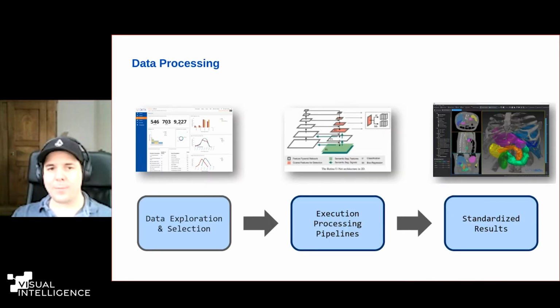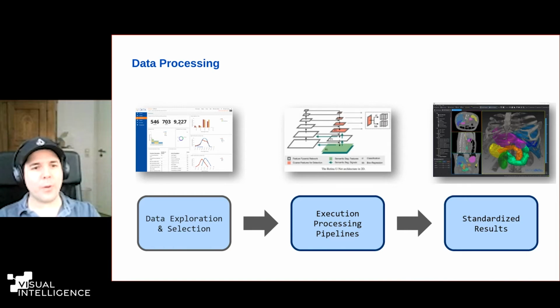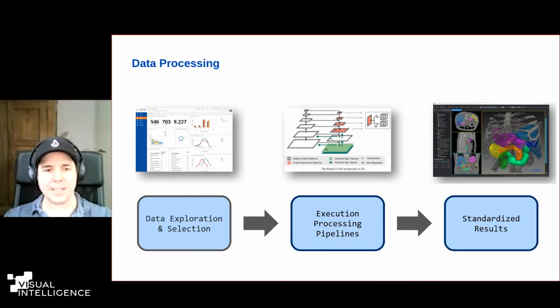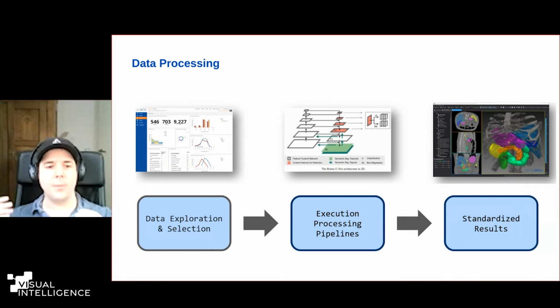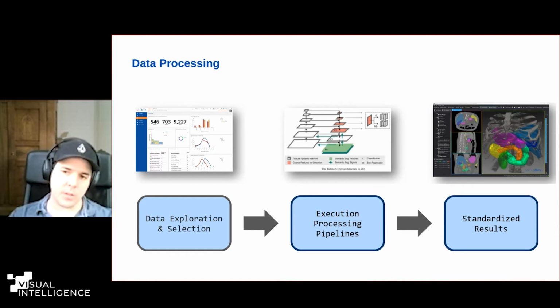We started with that basic procedure or workflow, which is we need to have a system where we have data exploration. So we see what we currently have. Then we have mechanisms to actually select data which we want to use with one specific method or algorithm. Then we want obviously to execute the pipelining for the whole processing. And in the end, we want to have some standardized results.